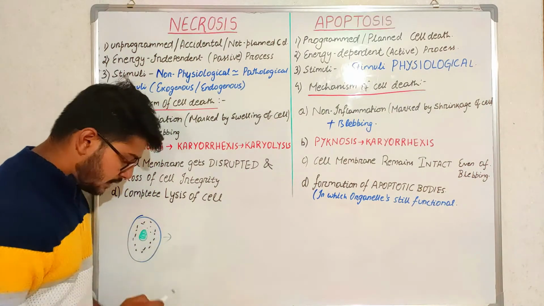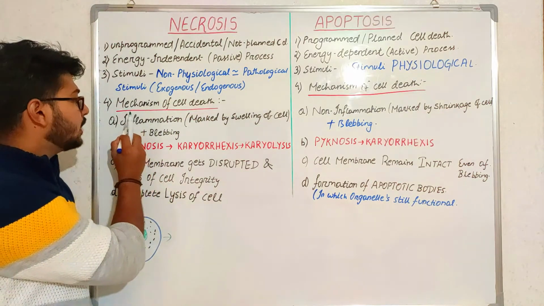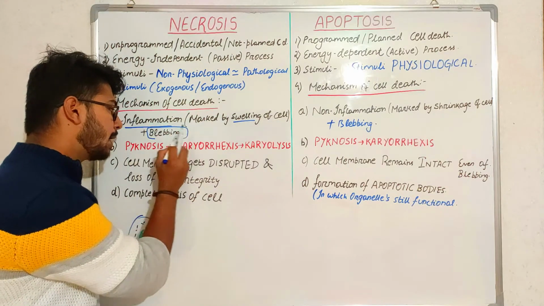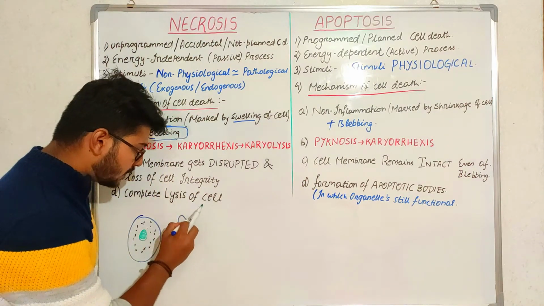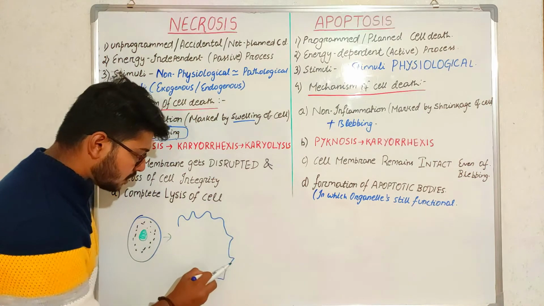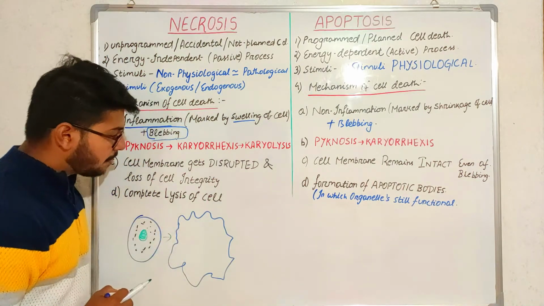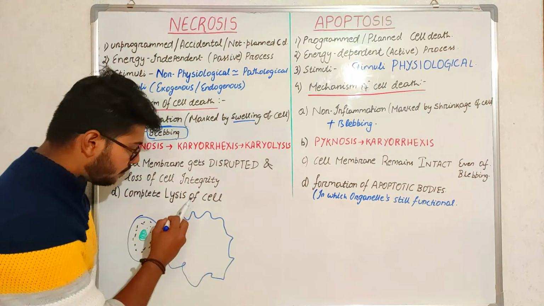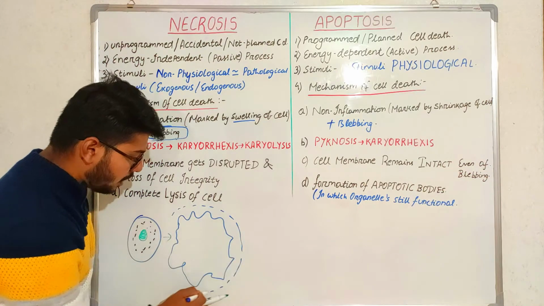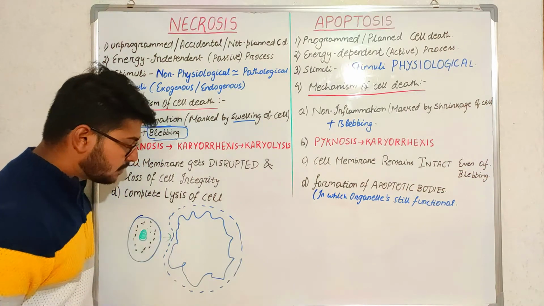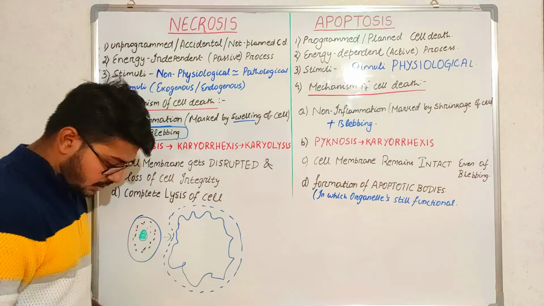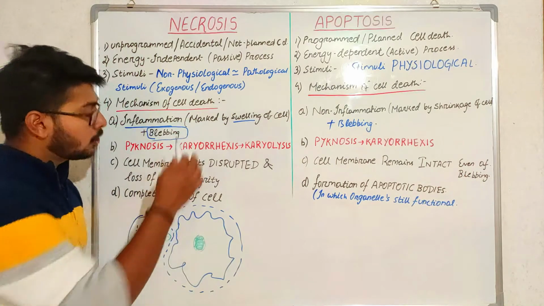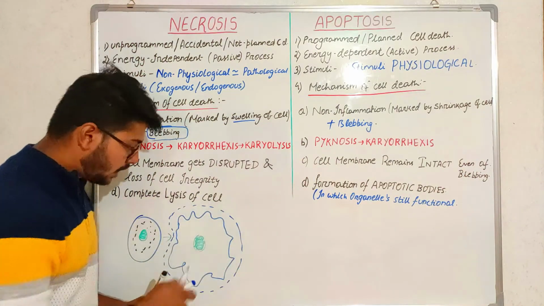What happens next is inflammation marked by swelling of the cell, plus there will be blebbing structures. Blebbing means bubble-like structures forming in the cell membrane, and then there will be inflammation. The cell will be completely swelled up, with an increase in the size of the cell. This is the marked feature of the necrosis process: swelling of the cell.